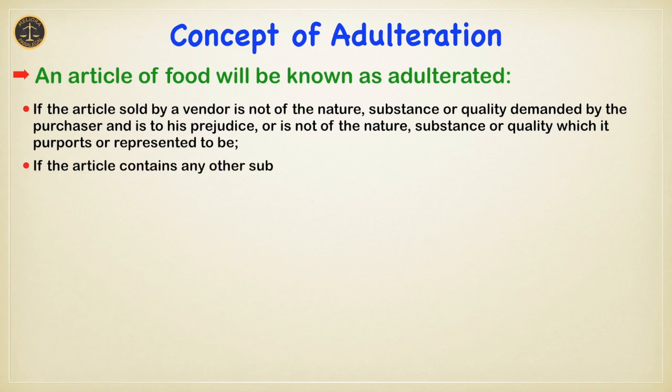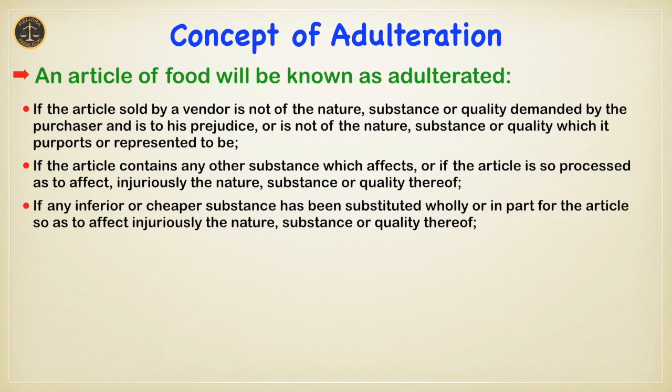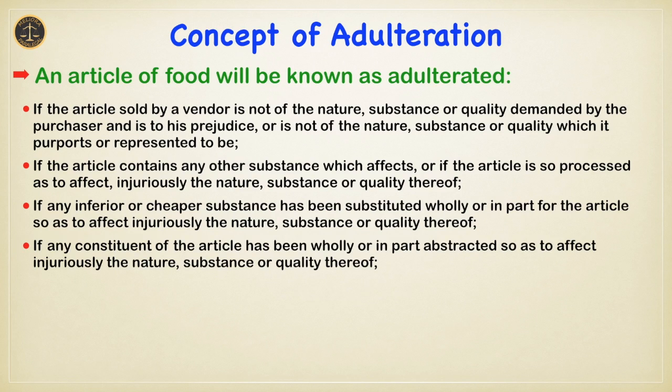Next, if the article contains any other substance which affects, or if the article is so processed as to affect injuriously the nature, substance, or quality thereof. Next, if any inferior or cheaper substance has been substituted wholly or in part for the article so as to affect injuriously the nature, substance, or quality thereof. Next, if any constituent of the article has been wholly or in part abstracted so as to affect injuriously the nature, substance, or quality thereof.